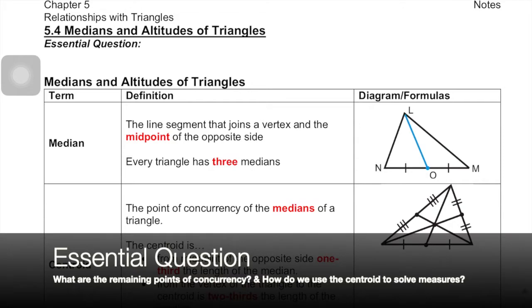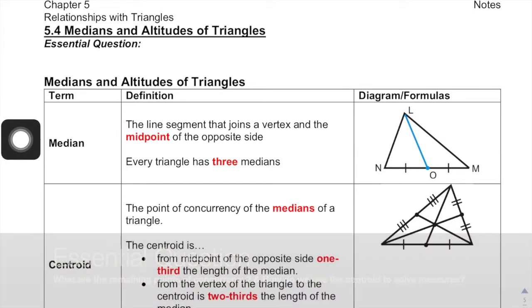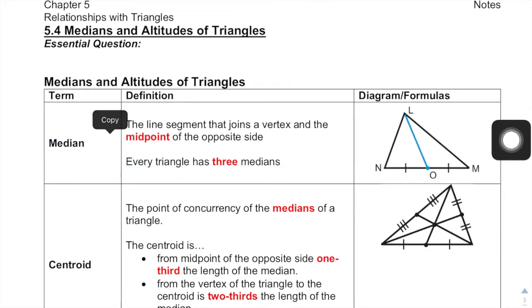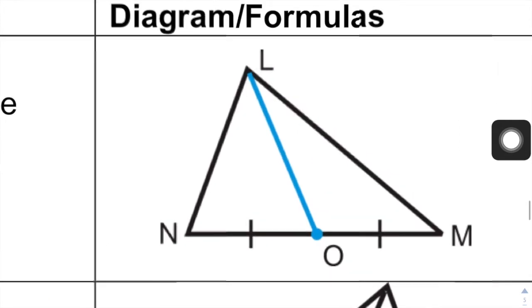All right, in this video, we're going to cover medians and altitudes in triangles. First off, what's a median? It's a line segment that joins a midpoint of the opposite side to a vertex. So here we can see we have one median. Now remember, every triangle has three of them. So here we just have one.